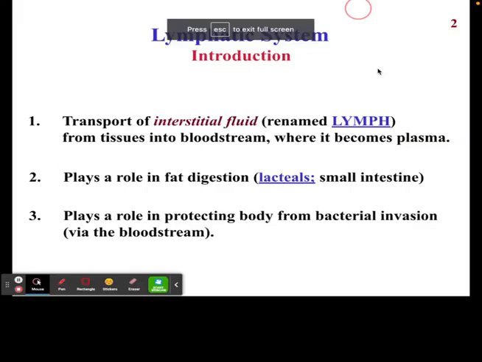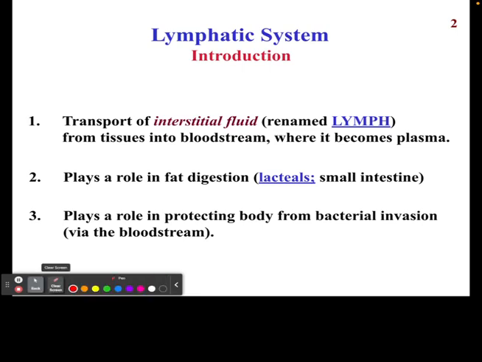Hey everybody. So in this video we're going to discuss the lymphatic system. And before we really talk about the lymphatic system, we should talk about some of the components of the system. And that begins with interstitial fluid and how it becomes lymph, right? So you'll see in the next slide what interstitial fluid is, but the point is we have this fluid inside of the lymphatic vessels that's called lymph, and this is going to become the plasma of our blood, right?